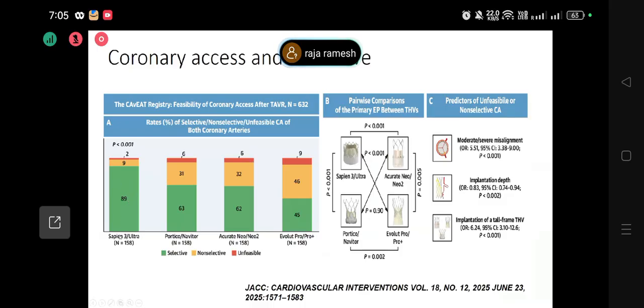So you see the short frame valves do better in terms of coronary access, around 90% selective cannulation and 98% some form of cannulation. But with the other self-expandable valves, you can see only 50% selective cannulation, and in 9% we were not able to access the coronaries. So if you choose a balloon expandable valve, implant it with a little depth into the LV, and achieve commissural alignment, then the probability of accessing the coronaries will be high.